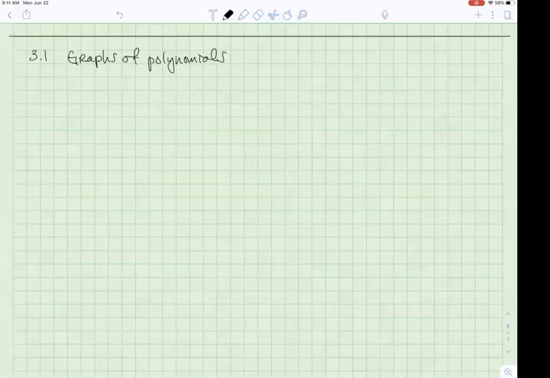So we're going to talk about section 3.1, the graphs of polynomials. First thing that we need to talk about formally is what a polynomial is, although I'm sure many of you have had some background with polynomials.